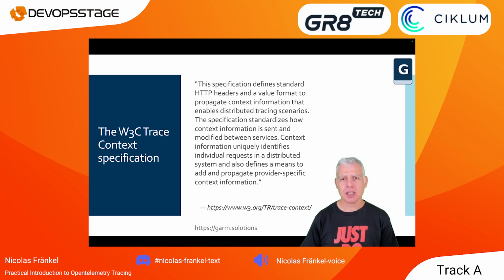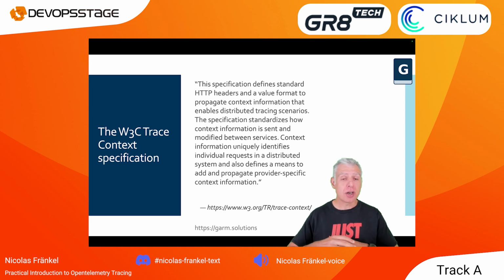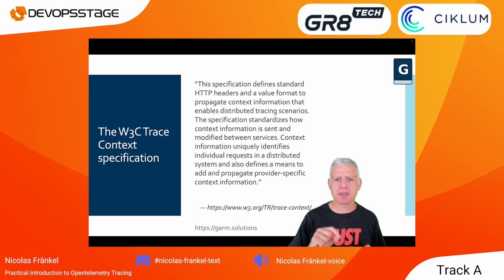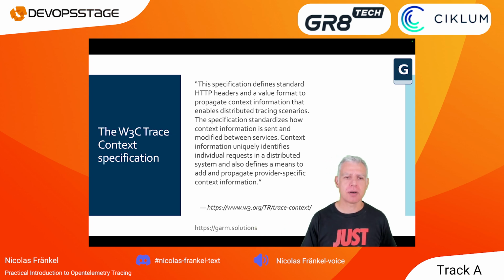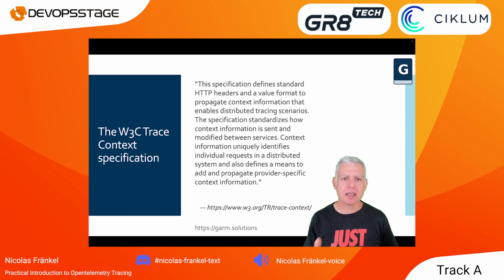In that case, we need a strong governing body, and it's the W3C. And the W3C came with a trace context specification. It's not really very hard to read. It's like 15 pages. And it comes up with the idea of the HTTP header that will propagate certain information from one HTTP request to another HTTP request in your information system.